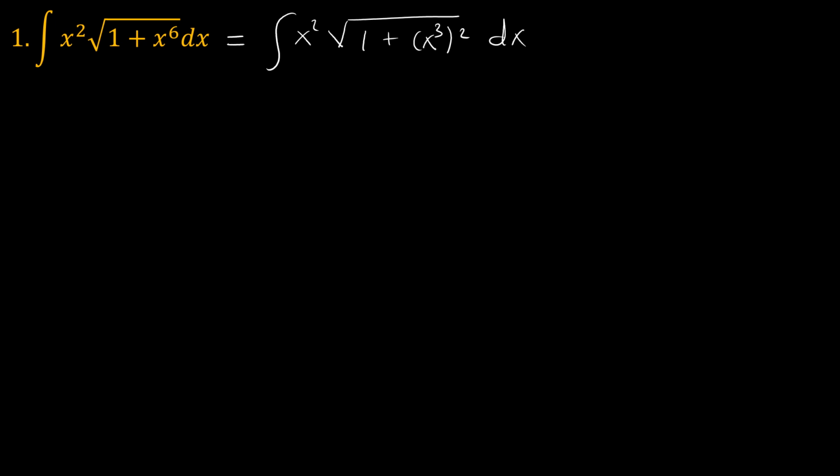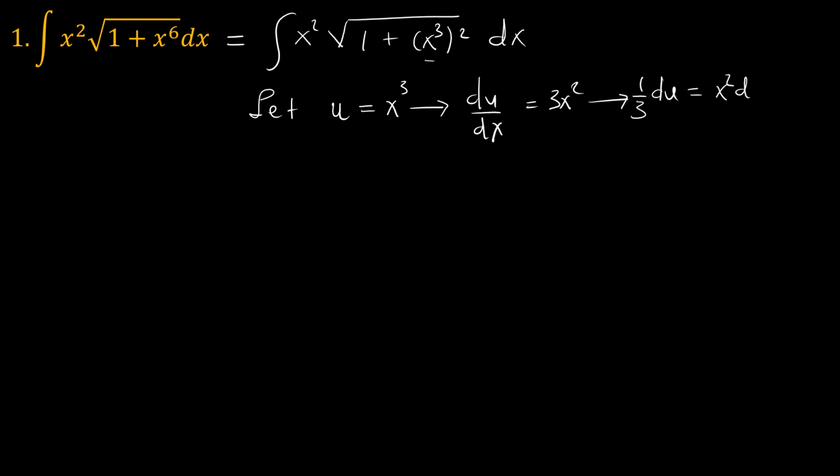And why I've gone with x cubed is because I've seen that x squared here is, at least the x squared term is, the derivative of x cubed. So I can now go ahead and say let u be equal to x cubed. And what that means is that du/dx is equal to 3x squared, implying that a third of du can be used to substitute for x squared dx. And as we can see, this and that together can be substituted.